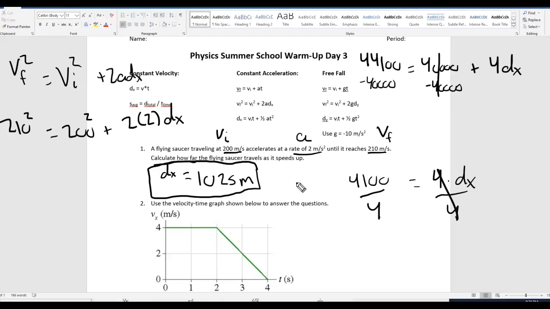Now pause it there if you need to look at that. Hopefully that's the answer you got. If that's not the answer you got, hopefully you figured out by now where you went wrong. Okay, so let's move on.